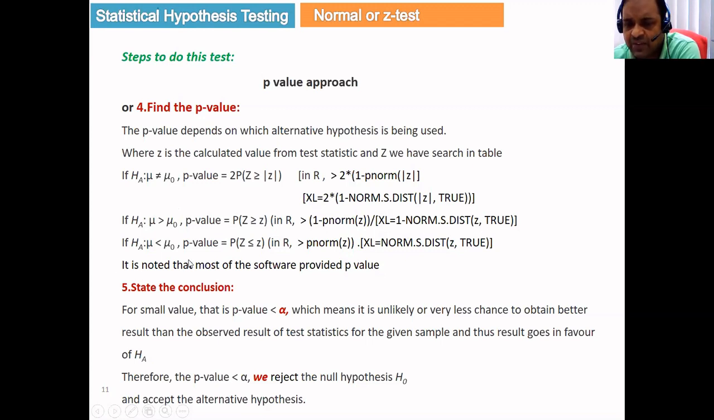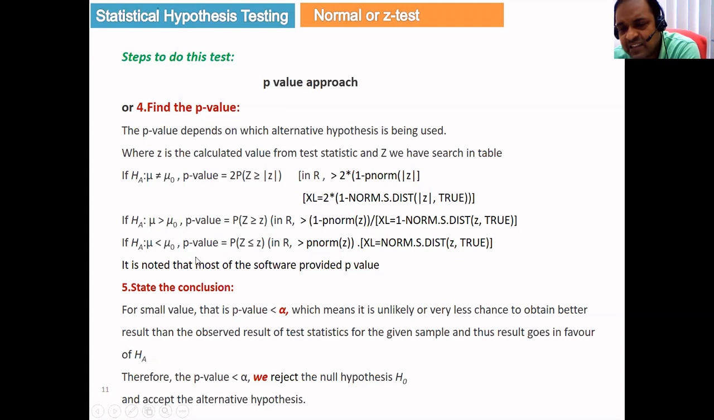For the left tail test, if the alternative hypothesis says the mean is less than some value, we can get the p-value like this: the probability that Z is less than the value of the test statistic. In R, it will be pnorm directly; for less than, you can get it very easily with pnorm of the value. In Excel also, you use NORM.S.DIST of the value and TRUE. We can get the p-value easily by Excel. We'll do it in the example.